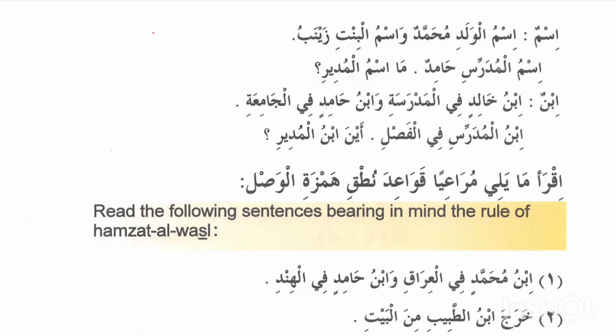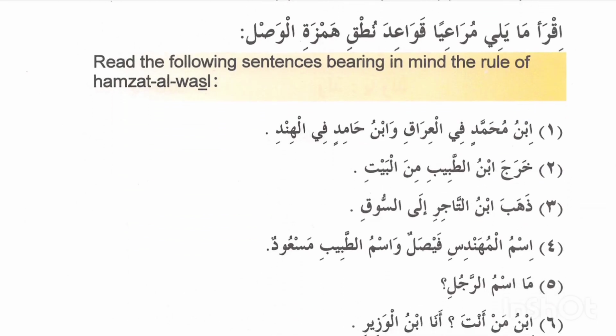Ismul Waladi Muhammad, the boy's name is Muhammad. Wasmul Binti Zainab, and the girl's name is Zainab. Ismul Mudarrisi Hamid, the teacher's name is Hamid. Masmul Mudir, what is the principal's name? Ibn Khalidin fil madrasa. Khalid's son is in the school. Wabnu Hamidin fil jamia, and Hamid's son is in the university. Ibnul Mudarrisi fil fasl, the teacher's son is in the classroom. Ain Ibnul Mudir, where is the principal's son?